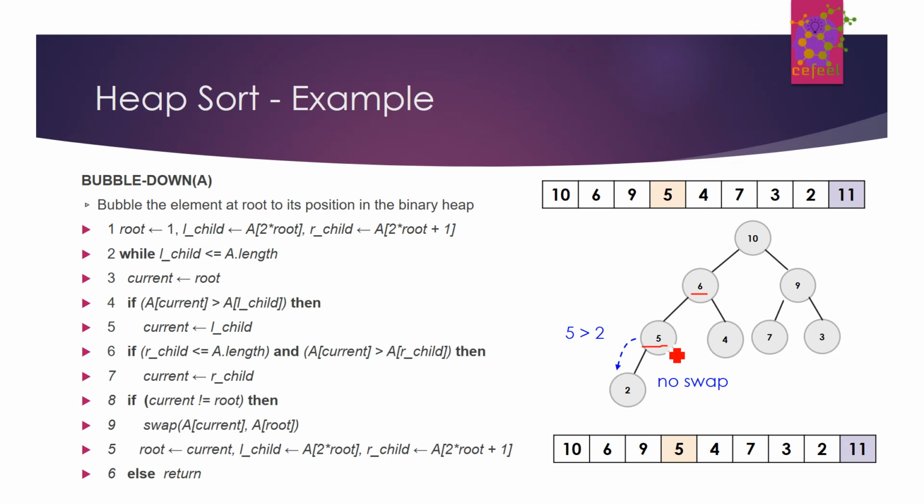So after first round of bubble down, which means j equals 9, we get this array as the output. So 5 has been bubbled down to its position here, and we have been able to sort one element at the end of the array. Alright, cool. Now let's go back.